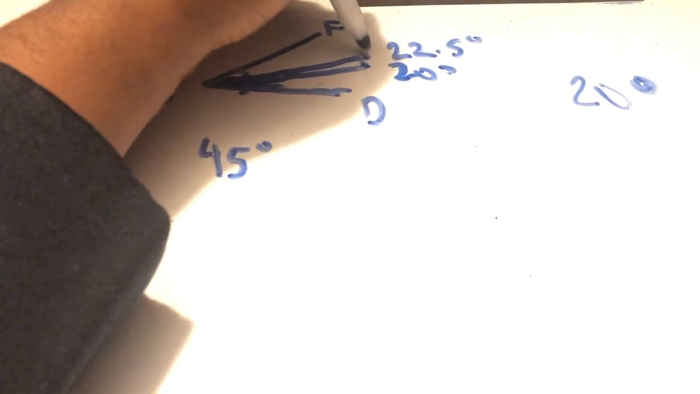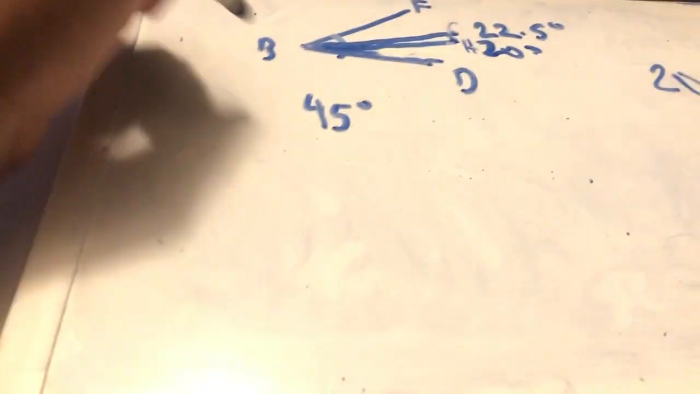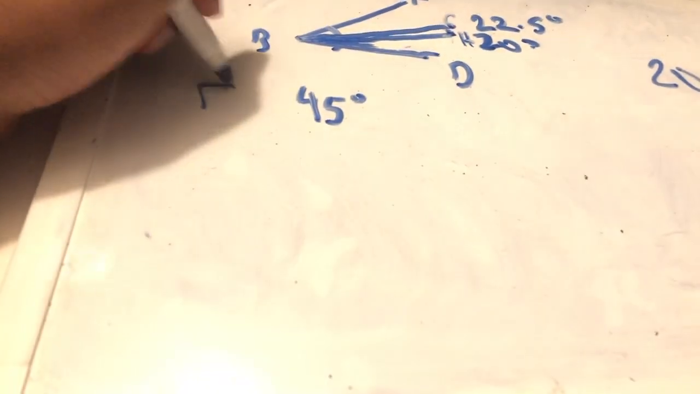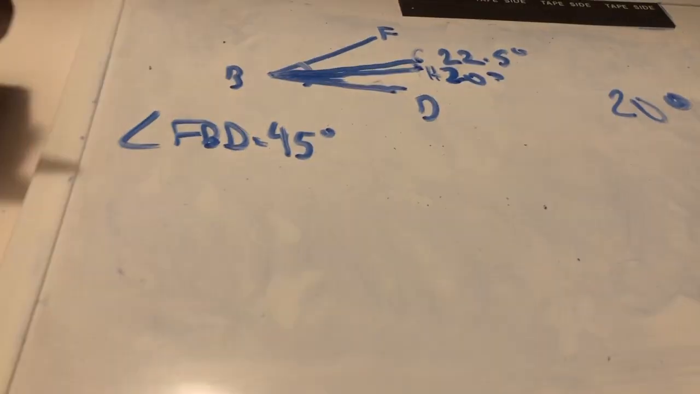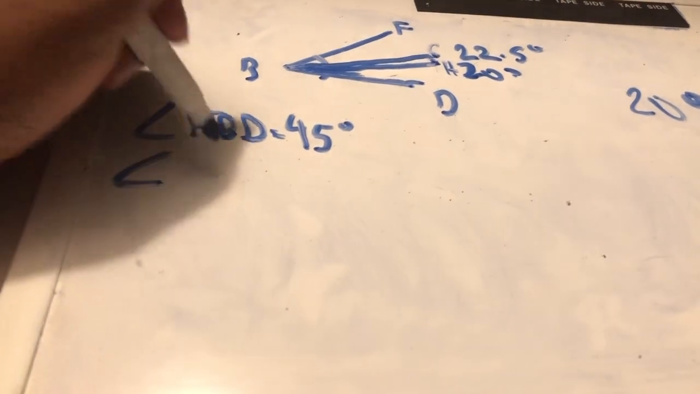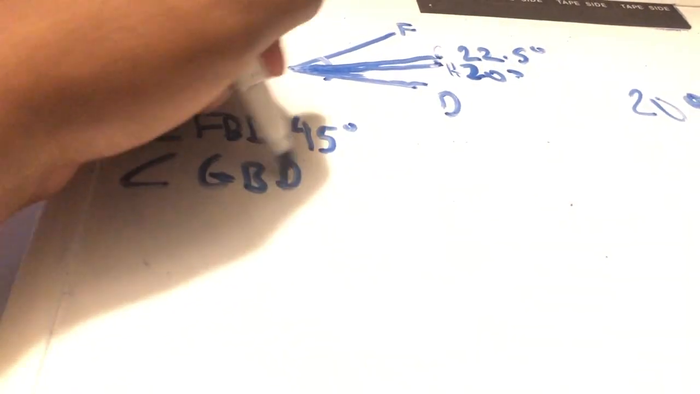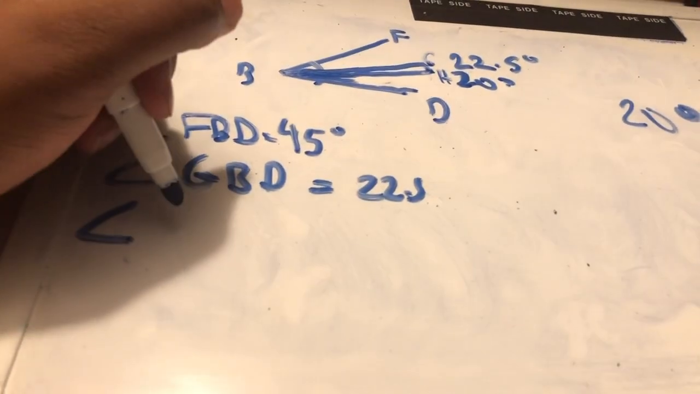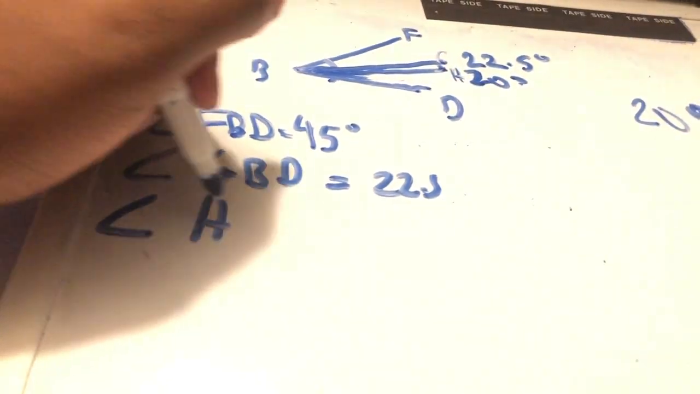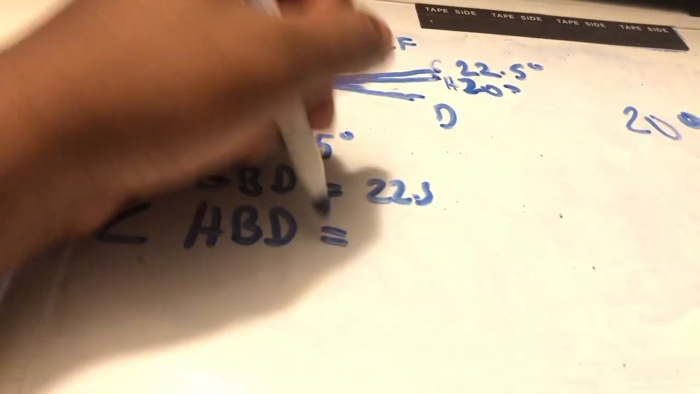So we have G here, we can call this H. So this becomes, we have angle FBD. So angle FBD equals 45 degrees. We have angle GBD, which equals 22.5 degrees. And now we have our new formed angle, angle HBD, which equals now 20 degrees.